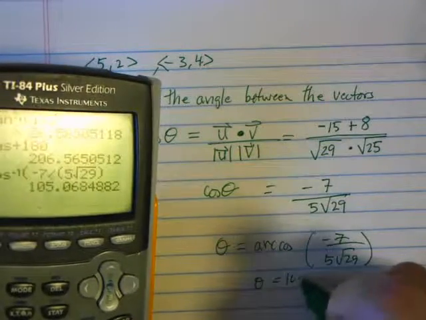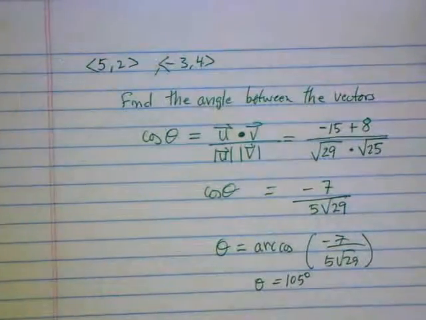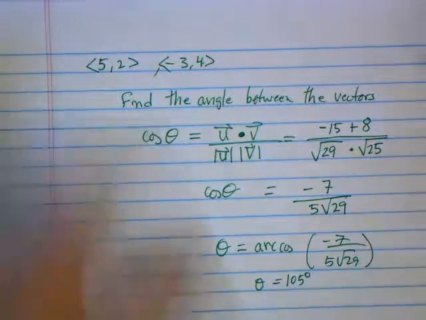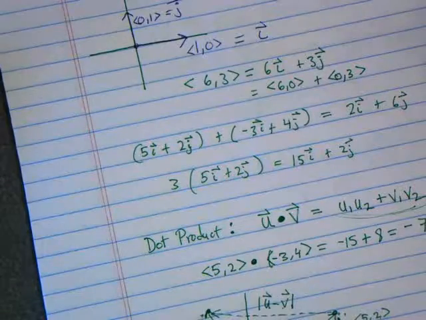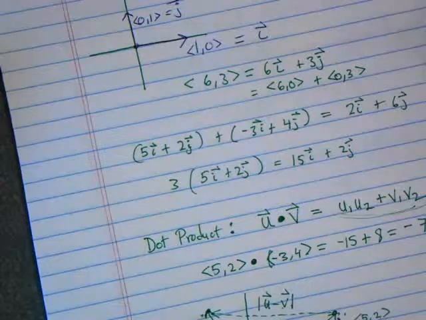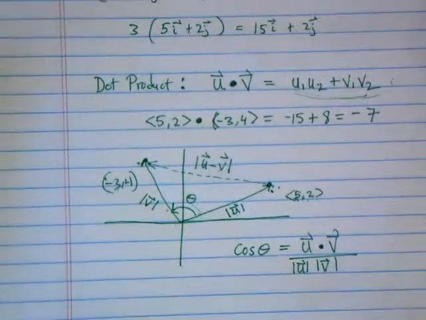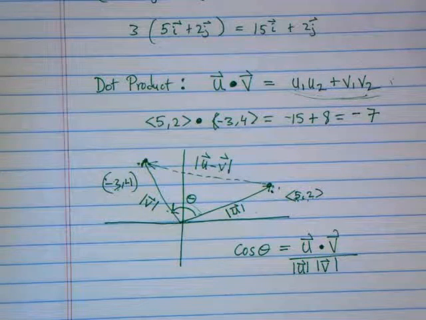Theta is 105 degrees, we'll call it. And from the picture, that certainly looks like a believable answer. It certainly looks like an angle a little bit bigger than 90 degrees. So 105 degrees certainly looks like a believable answer.